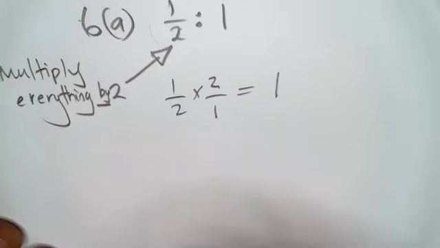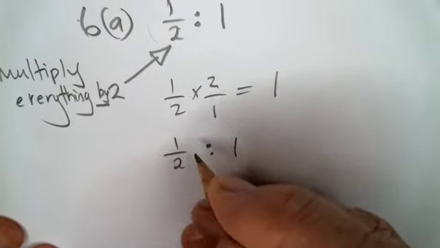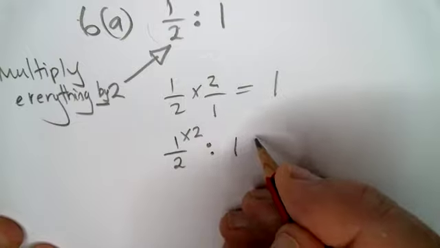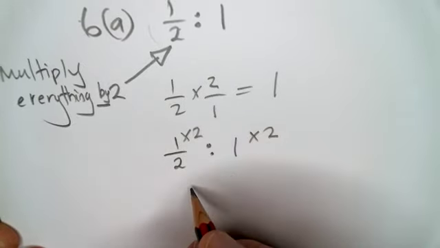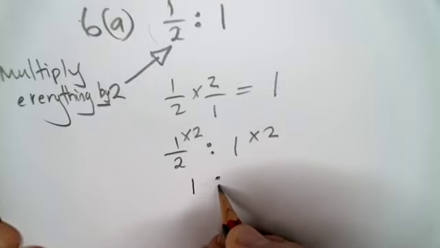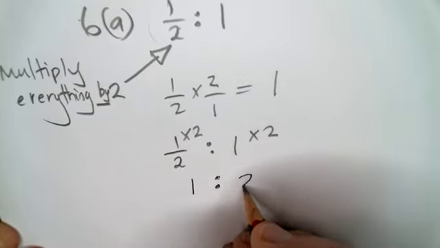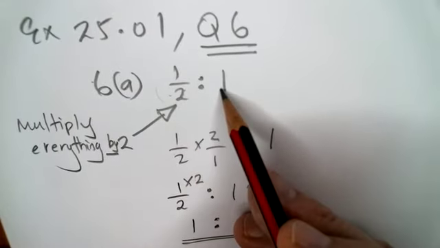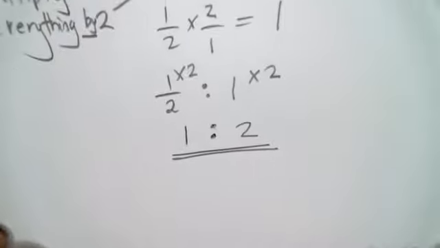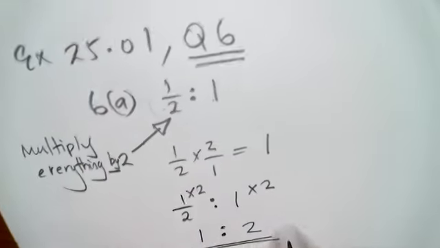Let's have a look then. So I've got 1/2 to 1. I'm going to multiply this by 2. I'm going to multiply this by 2. I have to multiply everything by 2. Well, we know 1/2 times 2 is going to become 1. 1 times 2 is 2. So we know that a ratio of 1/2 to 1 is exactly the same as saying a ratio of 1 to 2. All right, let's take a look at another one.